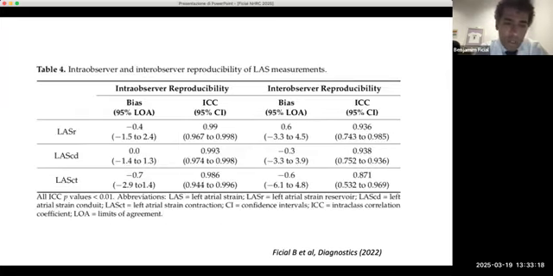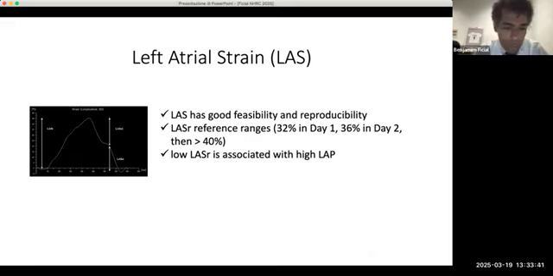And by merging our data with those from Koert, normal values of left atrial strain reservoir are 32% on day 1 of life, 36 on day 2 of life, and more than 40 thereafter. And remember, low values of left atrial strain reservoir are associated with high left atrial pressure.